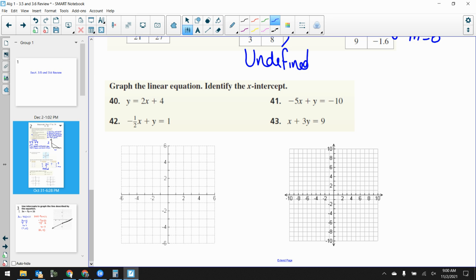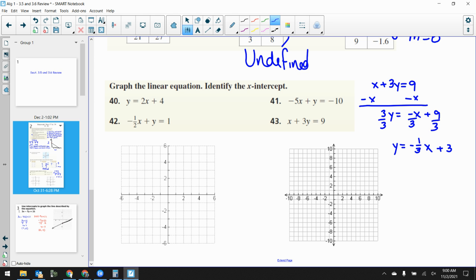Can I use intercepts here? No, it says graph the linear equation. Actually, I will specify on the quiz. I'll say put it in slope-intercept form. So this is x plus 3y is equal to 9. I'm going to subtract the x. 3y is equal to negative x plus 9. And then when I divide by 3, watch out here. This might be a little tricky. y is equal to negative 1/3 x plus 3.